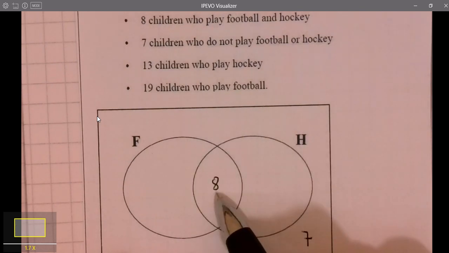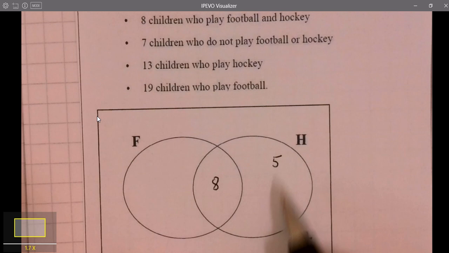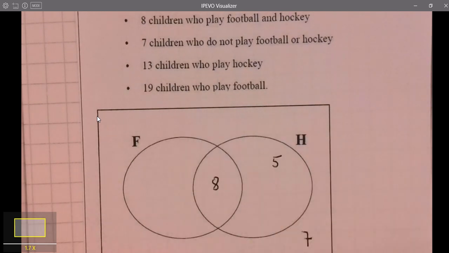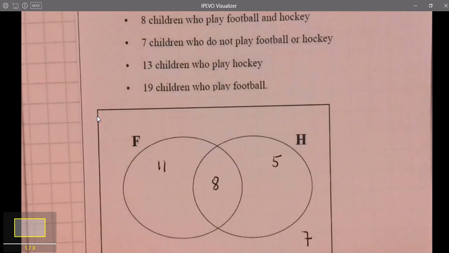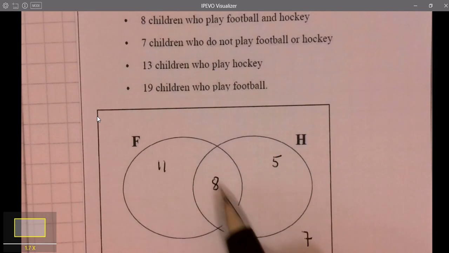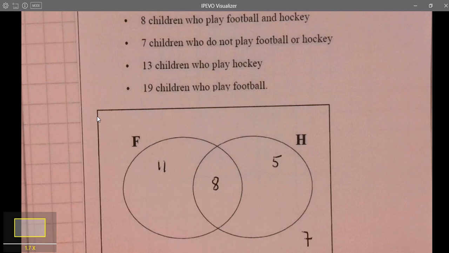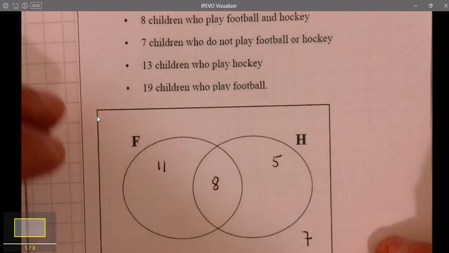8 of them are already there. So 13 take away 8. There's 5. So actually 5 is going to go there. And then the same's over here for football. It says 19 play football. So the circle is 19. 19 doesn't go here. 11. So then the total is 19. And now you can also work out, you might have a question saying how many people are in the class. There you go. You can just add them up. There you go. Right, let's have a look at one a little bit harder.